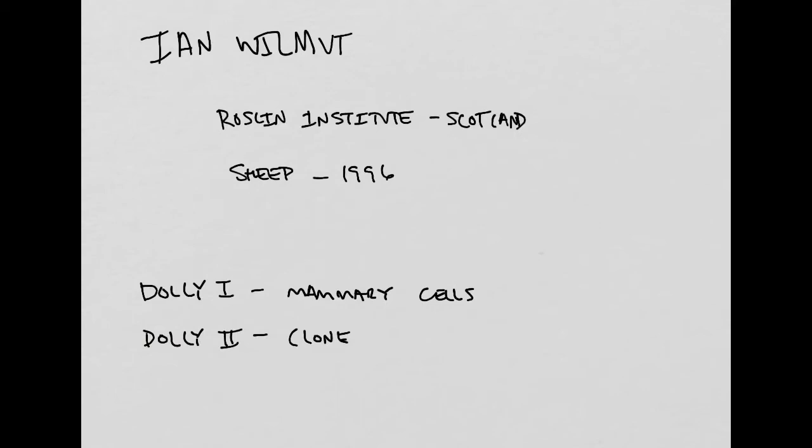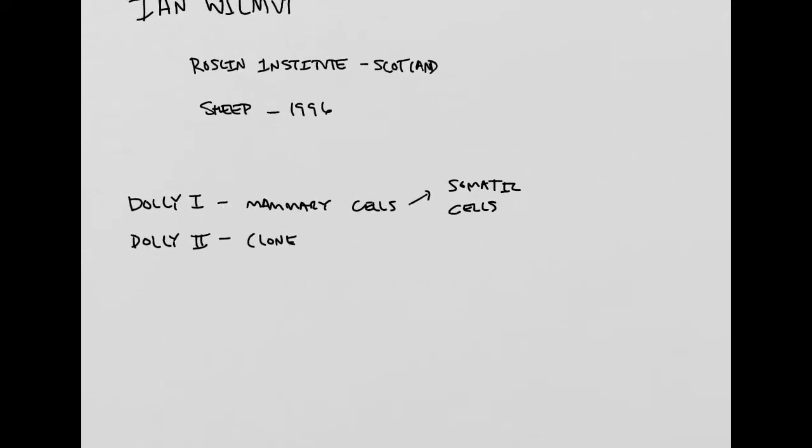And if you remember, mammary cells are basically the breast tissue of Dolly 1. And these are somatic cells. Somatic cells are not egg and sperm, and they are fully differentiated.